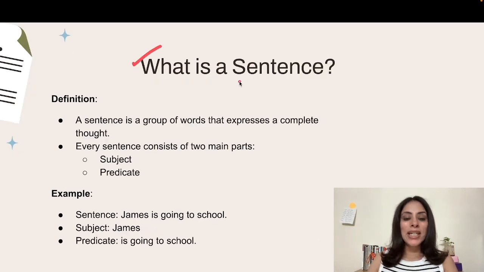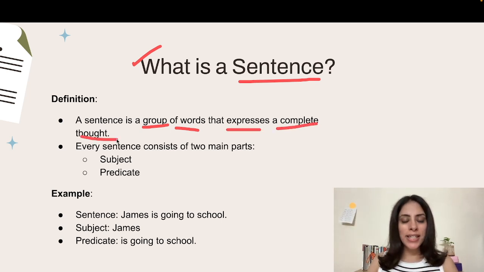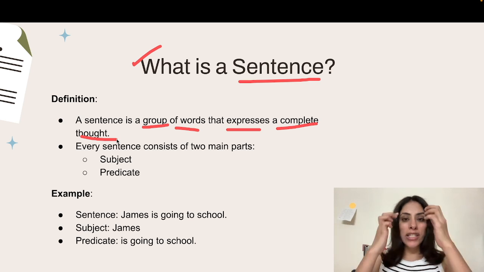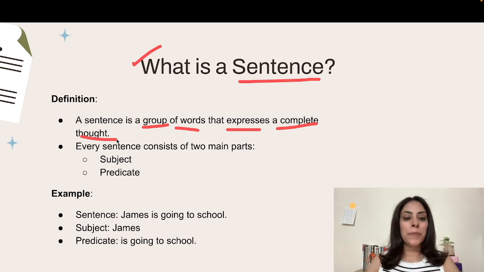All right. Next is, what is a sentence? Really easy. A sentence is a group of words that expresses a complete thought. Whichever sentence gives you a complete thought, gives you the complete information, gives the reader clarity, is known as a sentence. Now every sentence consists of two main parts, subject and predicate. So I'll explain how this works.